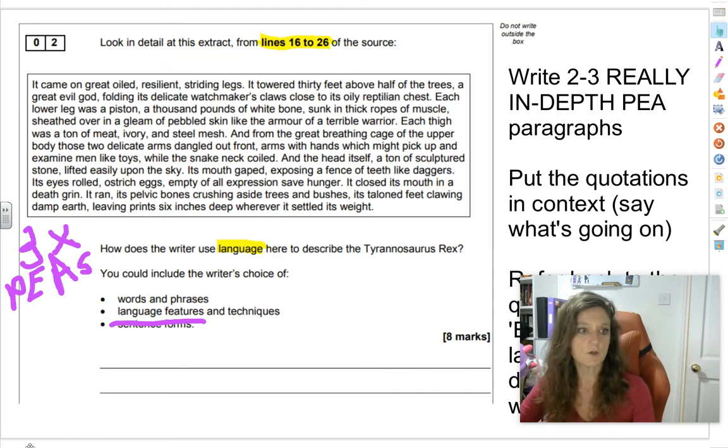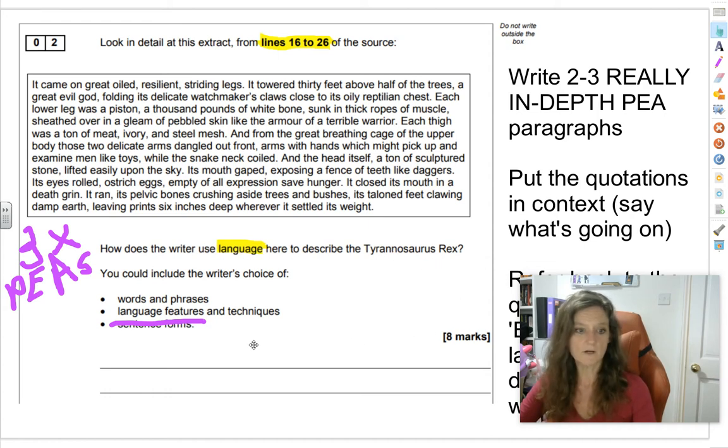Question 2, if you have a look, I'm the student in there and I'm doing a bit of highlighting. Again, look in detail at this extract. On paper 1, they very kindly print it for you, so no excuses to go outside the extract, from lines 16 to 26. So again, I'm going to highlight those even though it's underneath. And then in the question itself, it tells me what they're looking for. How does the writer use language here to describe the Tyrannosaurus Rex?